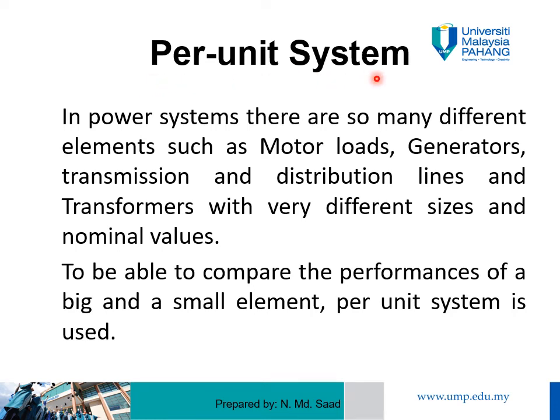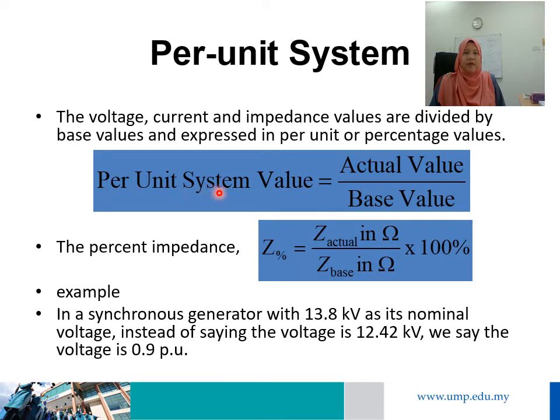The per unit system. In power systems, there are so many different elements such as motor load, generators, transmission and distribution lines, transformers with very different sizes and different nominal values. To be able to compare the performance of the big and small elements, the per unit system is used. The per unit value of any quantity is defined as the actual value divided by the base value.